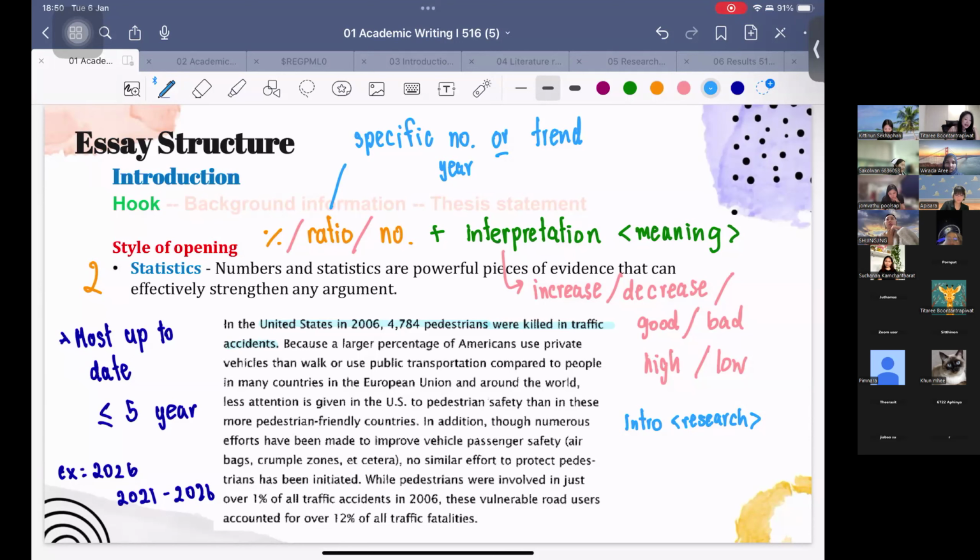You need to select the ones that are within 5 years, because we try to select the most up-to-date source possible for the intro. For other sections, it can be old. It can be older than that. But for the intro, it would be best to select the source that is the most up-to-date as possible, or at least 70 to 80% of your sources for your introduction should be within 5 years.